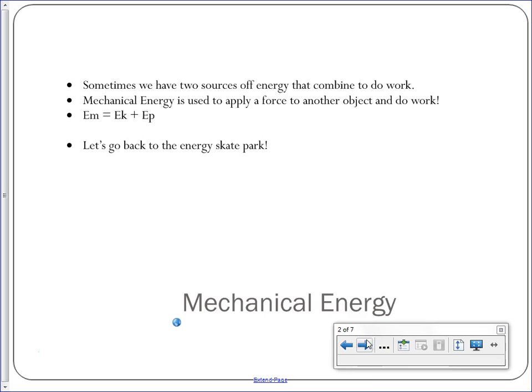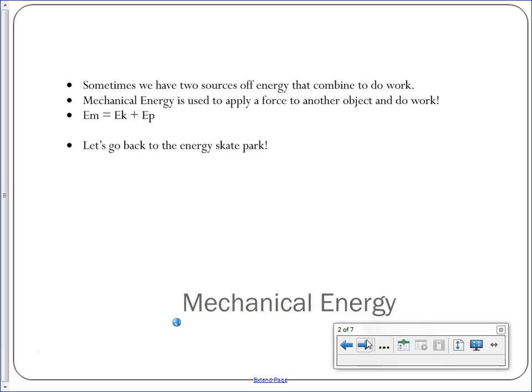So let's get started. Mechanical energy: sometimes we have two sources of energy that combine to do work. Mechanical energy is used to apply a force to another object and do work. So what we're doing here is taking two different types of energy and performing work. Mechanical energy is just the sum of kinetic energy and potential energy.